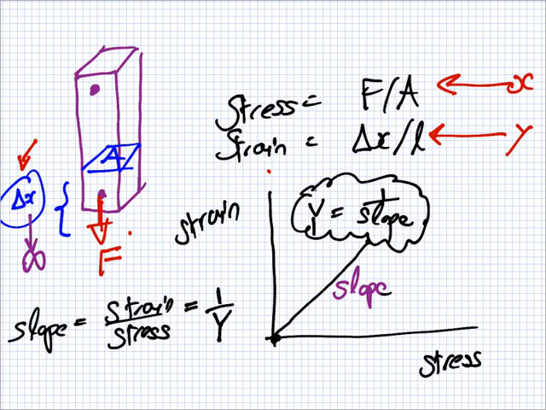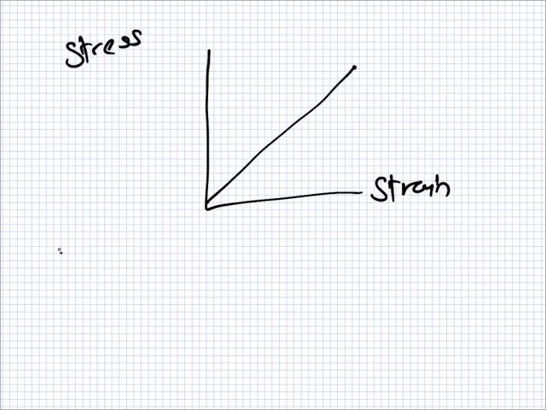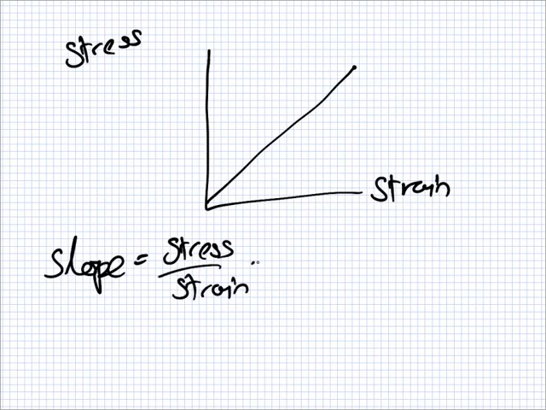So if you were doing this experiment, I feel like you should put stress on the x-axis because that's the thing you're changing. Okay. However, if you put it the other way around, if you put strain here and stress here, you get the same shape, but this time, what does the slope equal? Yeah, this time it would be stress over strain, which is Young's modulus.